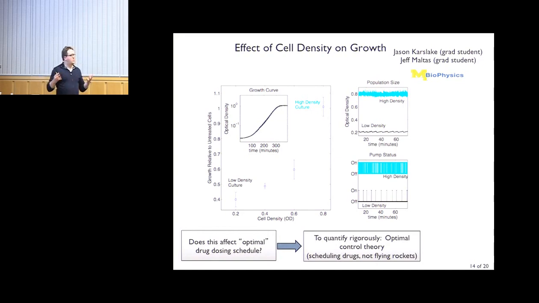What actual effect would this have? And while we can't mimic clinical situations, we can certainly do this mathematically. So to quantify this rigorously, we use optimal control theory. So in this case, we're scheduling drugs. We're deciding when and how much drug to use at a given time.